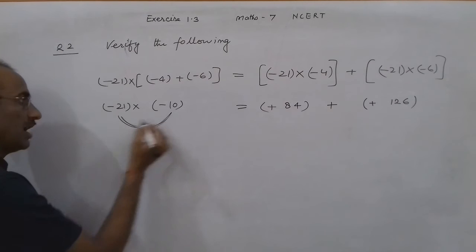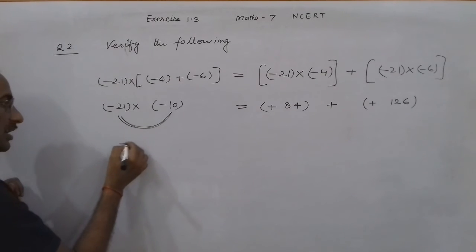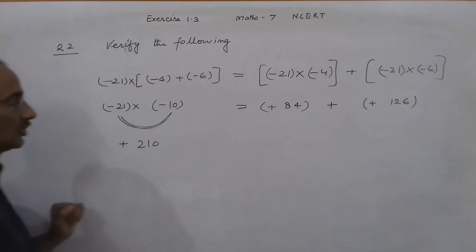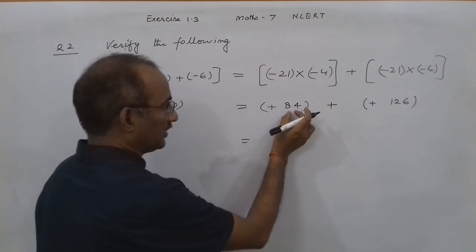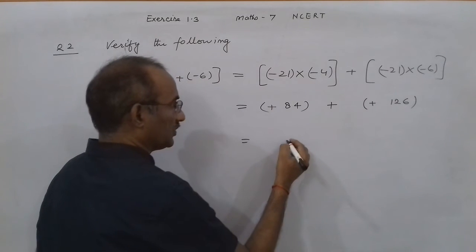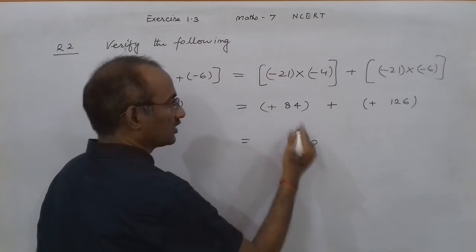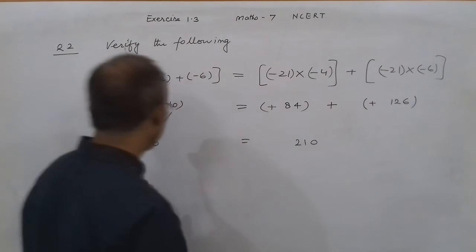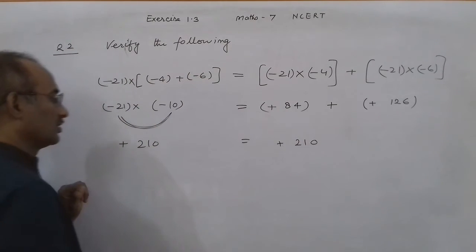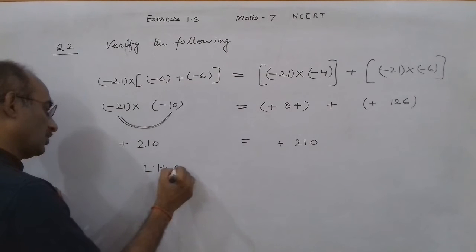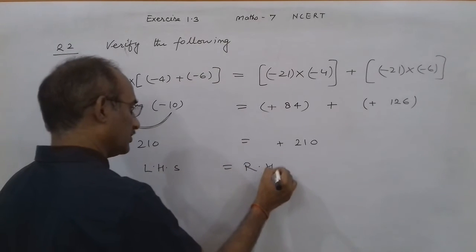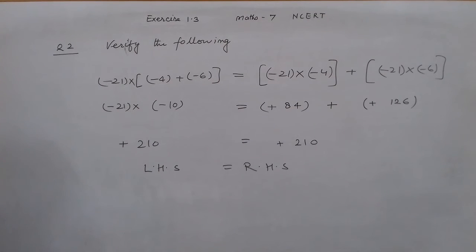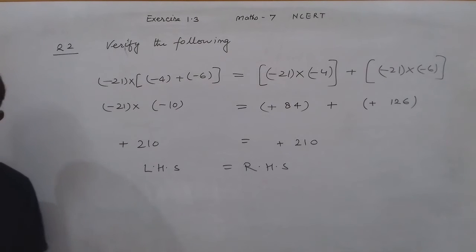Now on multiplying minus 21 with minus 10, we get plus 210. And on adding 84 with 126, we get 210. 1 is carry, so 12 and 8, 20 and 21. So our left hand side is equal to right hand side. That is the distributive property verified.